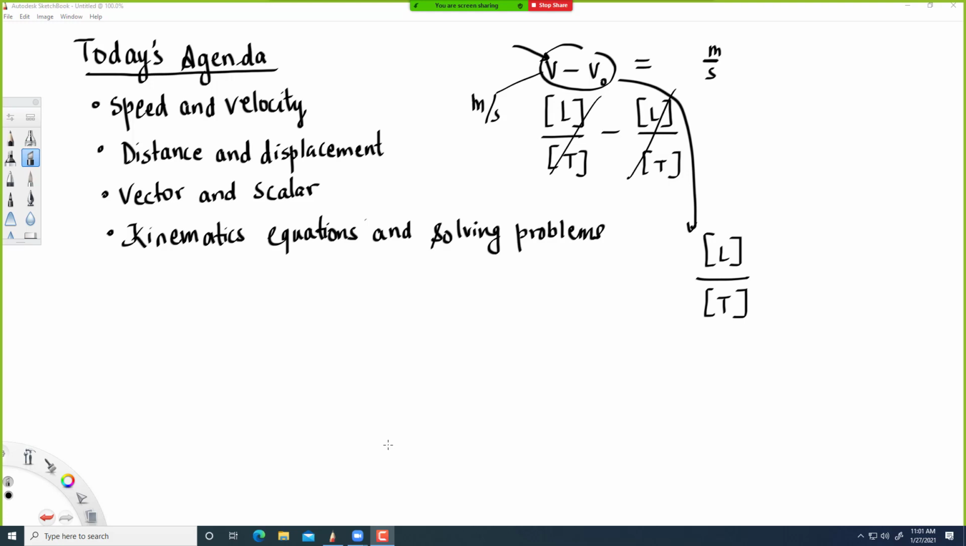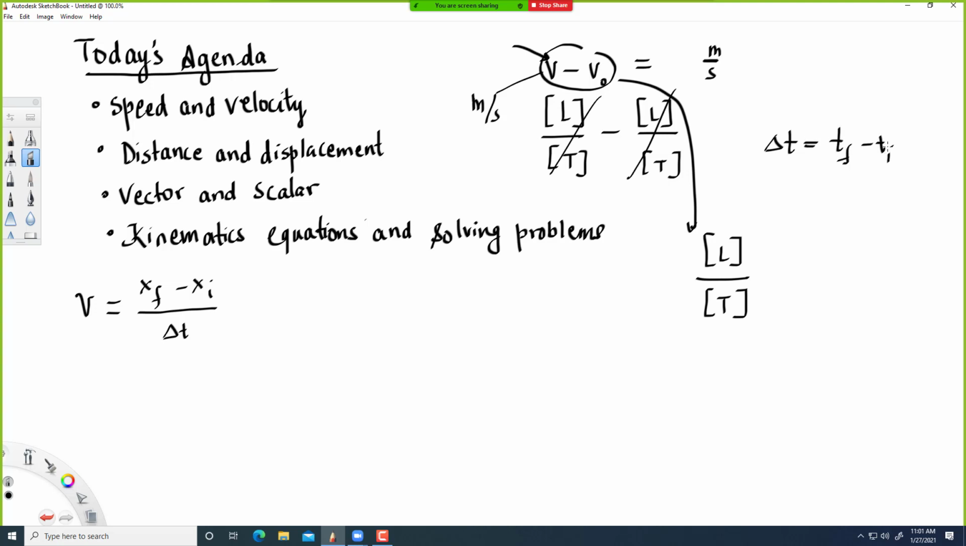So last time we were talking about speed. We defined speed as rate of change of position. So speed is denoted by v. It's final position minus initial position over time interval. And time interval is t final minus t initial.